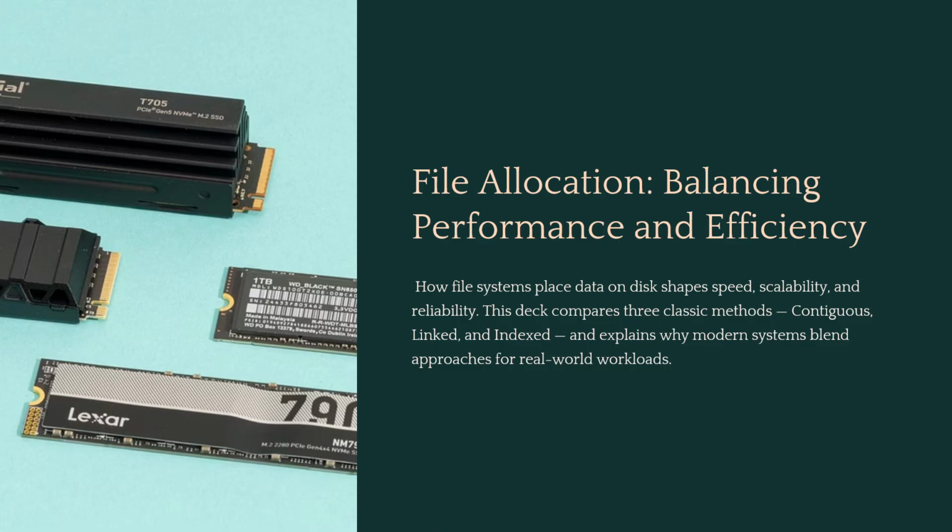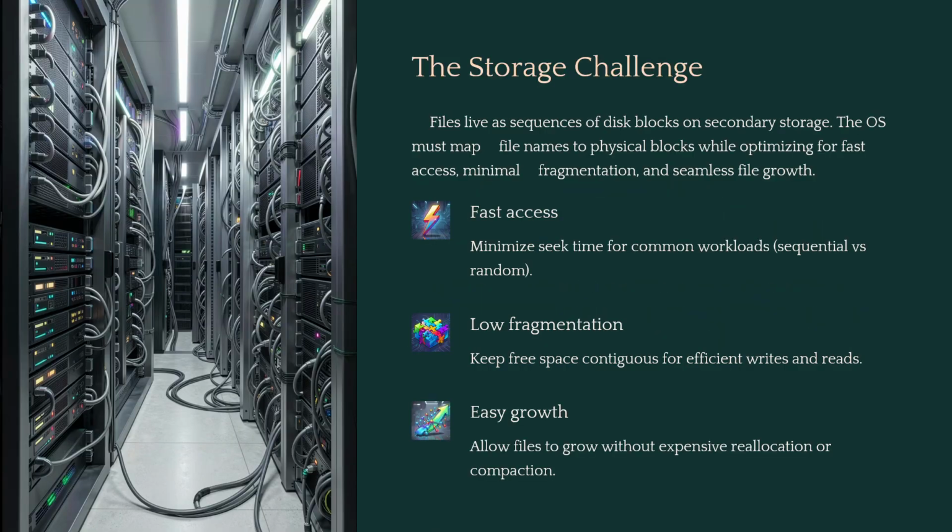In this presentation, I will discuss the three main file allocation methods: contiguous allocation, linked allocation, and indexed allocation. I will explain how each method works along with its advantages and disadvantages. Finally, we will see why modern operating systems combine these methods instead of relying on just one. So let's begin by understanding the basic storage challenge.